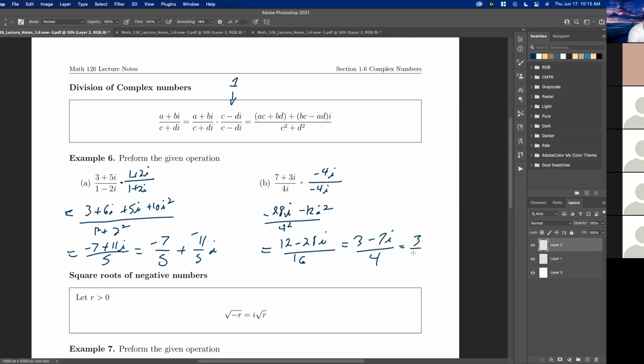Or if we want to be very particular, we can write this as 3 minus 7 fourths i. Okay. Notice in this case, it would have been perfectly valid just to multiply everything by an i. You would have gotten an equivalent answer here.